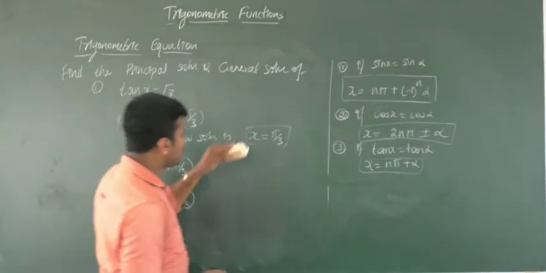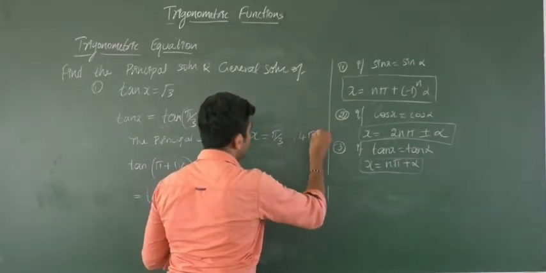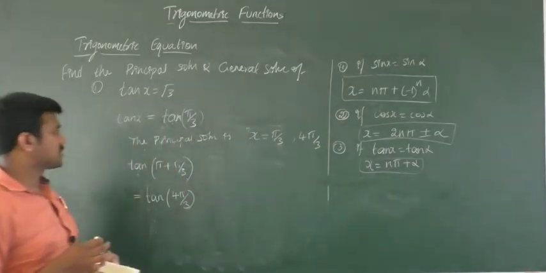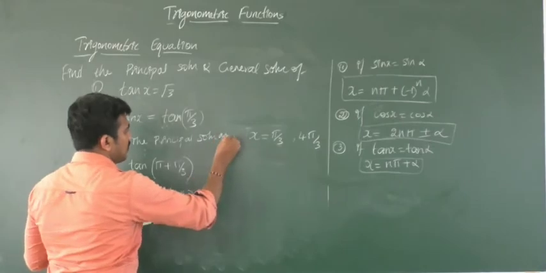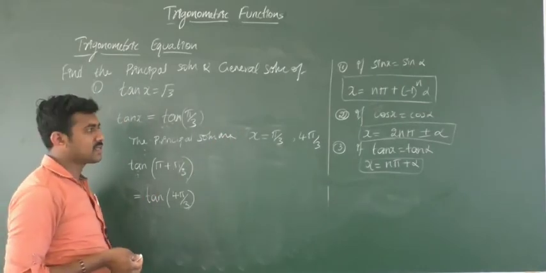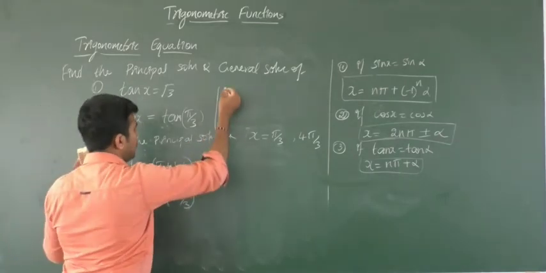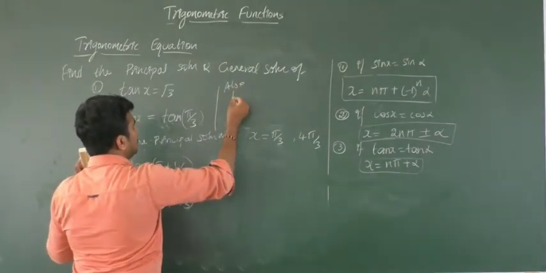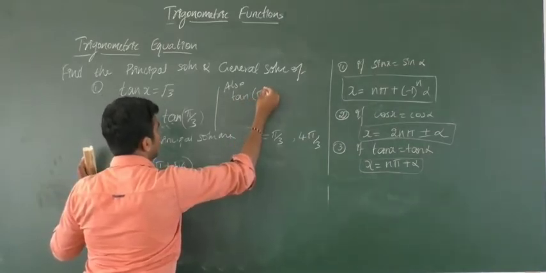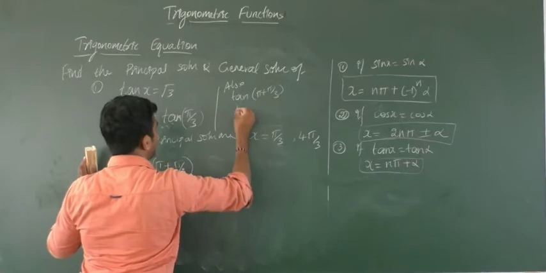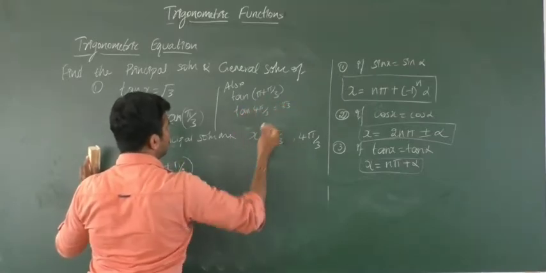So one x value is pi by 3. Another value is 4 pi by 3. The principal solutions are x is equal to pi by 3 and x is equal to 4 pi by 3. So this is the solution, right? Here also, tan of pi plus pi by 3 is equal to tan 4 pi by 3, which is also equal to root 3.